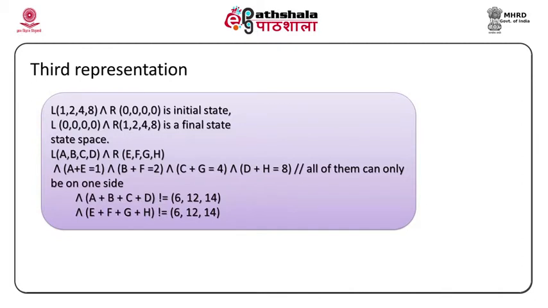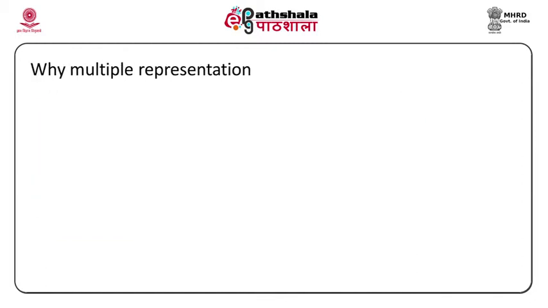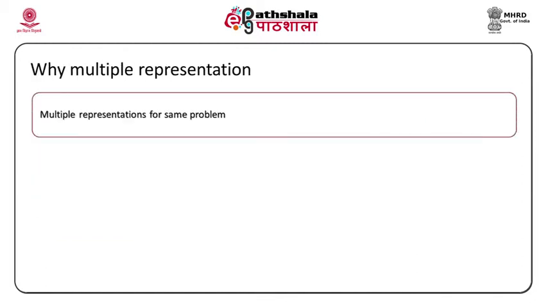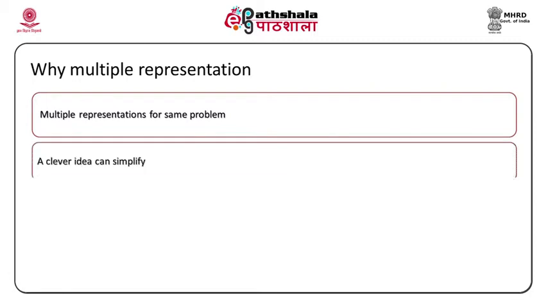Now, what are we trying to stress here? First thing, it is possible to have multiple representations for the same problem. We have seen 3 representations, but believe me, there are 100 odd representations one can easily write, even more, potentially infinite in fact. Not only that, you can always apply a clever idea to simplify things. Many times things look pretty complex on the face of it, but if you can think of a clever idea, the representation becomes much simpler. That is precisely what we are trying to stress here.